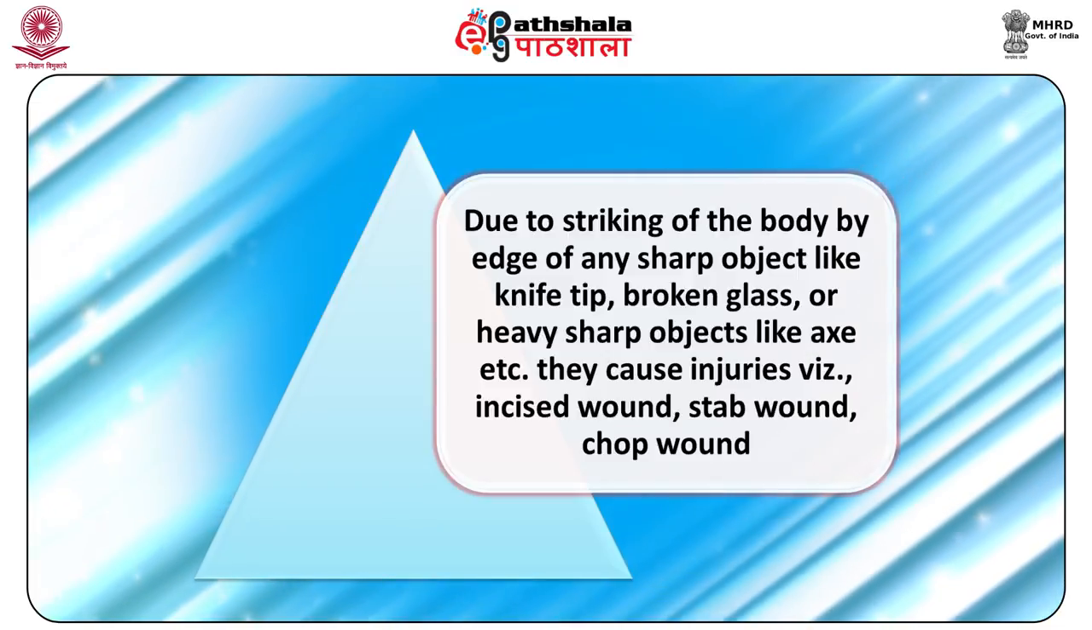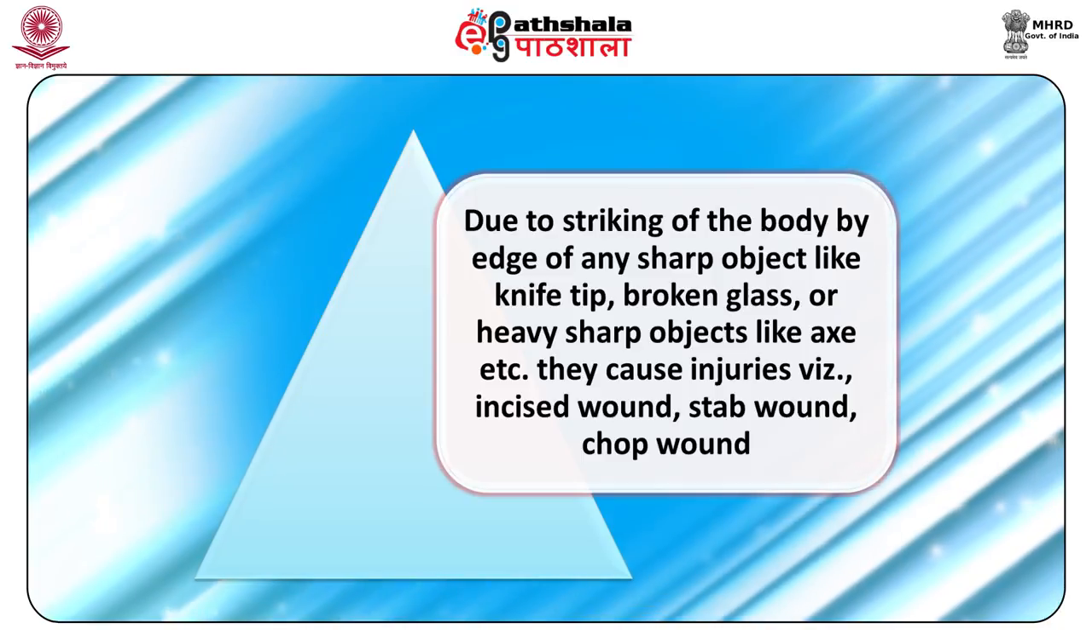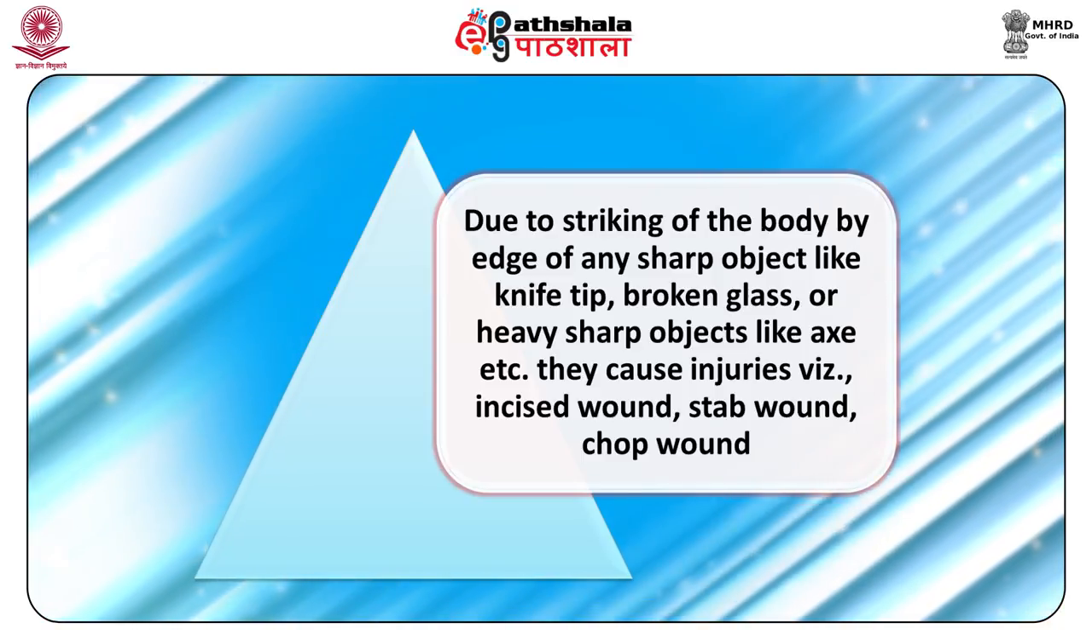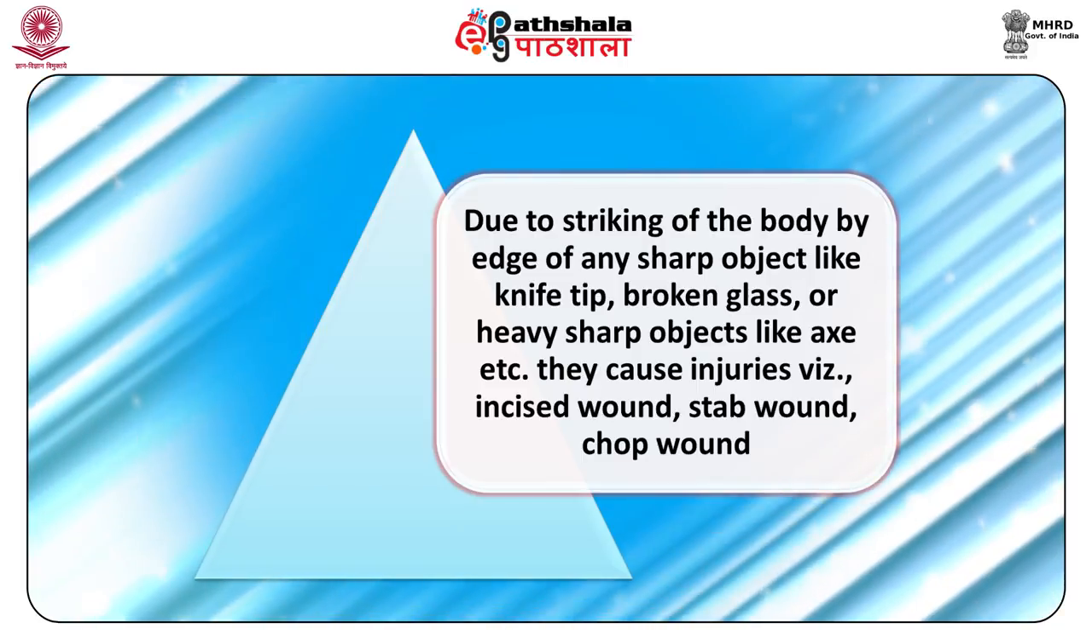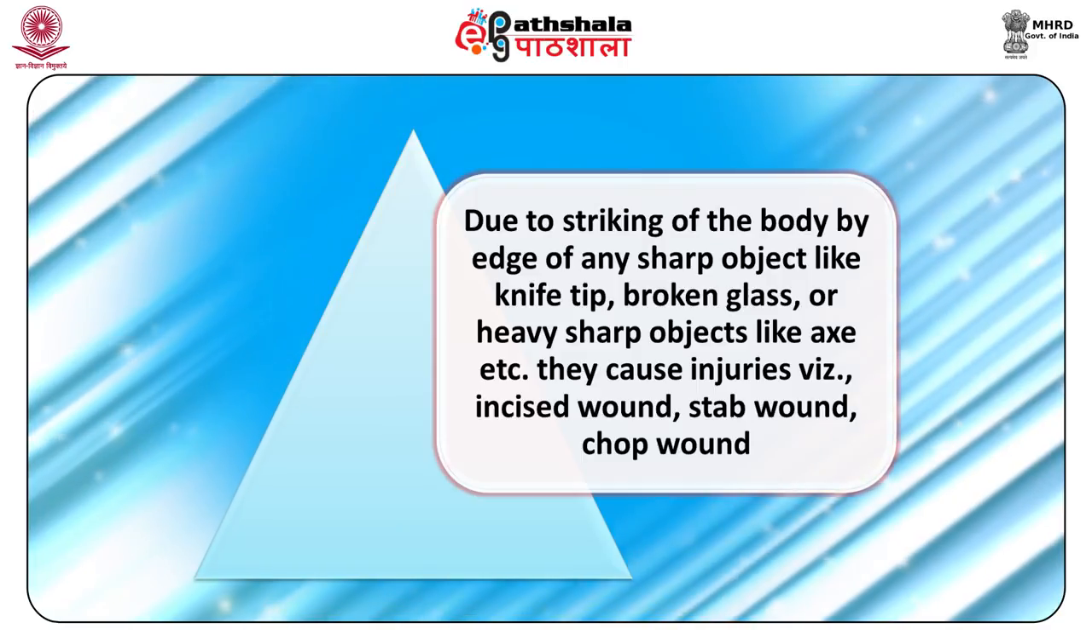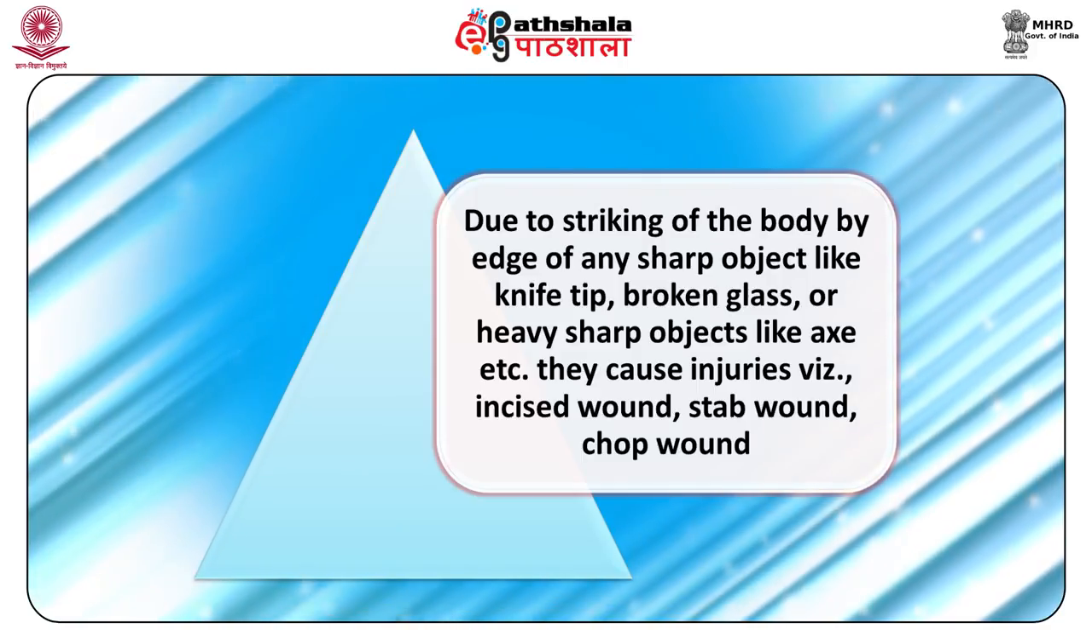Due to striking of the body by the edge of any sharp object like a knife tip, broken glass, or a heavy sharp object like an axe, sword, etc., they cause injuries, namely incised wound, stab wound, and chop wounds. So these three are the types of injuries which are produced by sharp force. Now, the third category of mechanical injury is due to firearms.